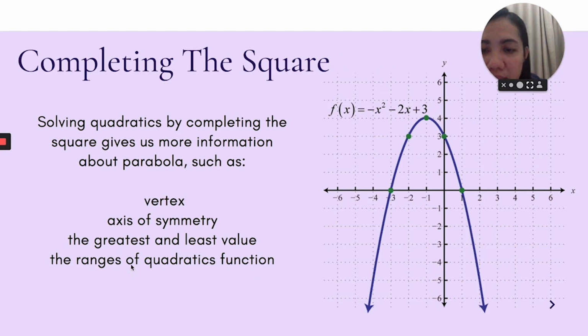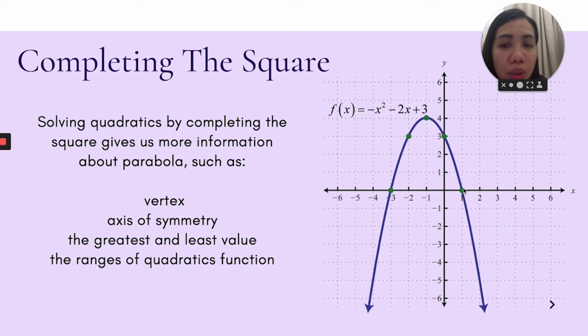And then what is the greatest and least value? In here, the parabola only has the greatest value. Why? Because this is an open downward parabola. For an open downward parabola, it only has the greatest value, because this is the greatest or the highest point of the parabola. And for the least value, only an open upward parabola has the least value. So if we have the smile parabola, it only has the least value.